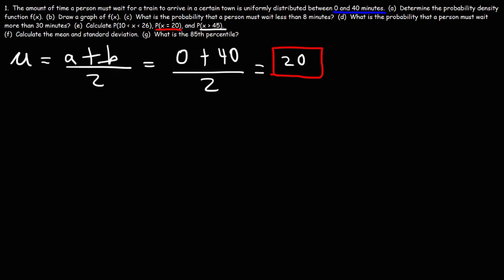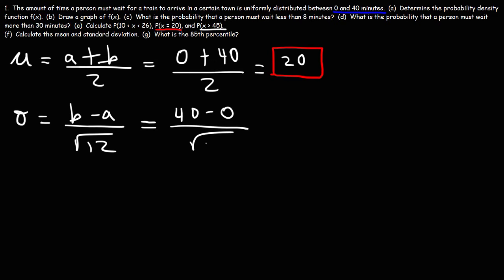Now let's calculate the standard deviation. Here's the formula for the standard deviation. It's going to be b minus a divided by the square root of 12. So that's going to be 40 minus 0 divided by the square root of 12. 40 divided by the square root of 12 is 11.547. So you can round that to 11.5 if you want to. So that's how you can calculate the standard deviation for this problem.